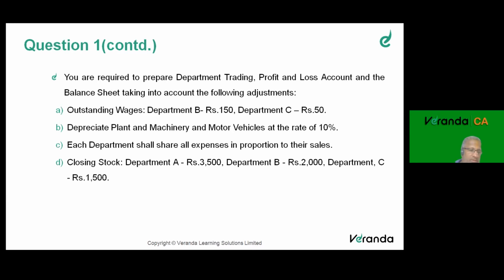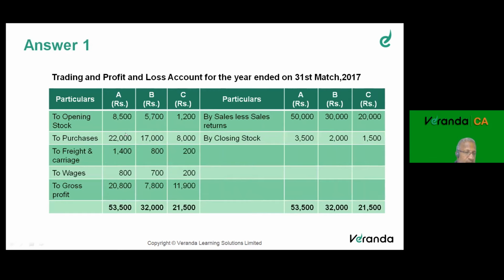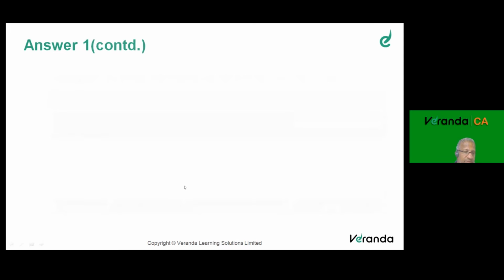How do we accommodate, or how do we prepare these accounts? So we all know how a trading account will look. In a columnar form, we are expected to prepare the opening stock, purchases, wages, and sales and closing stock. The respective returns are to be deducted. Sales returns shall be deducted. So that way we can arrive at gross profit as a balancing figure.